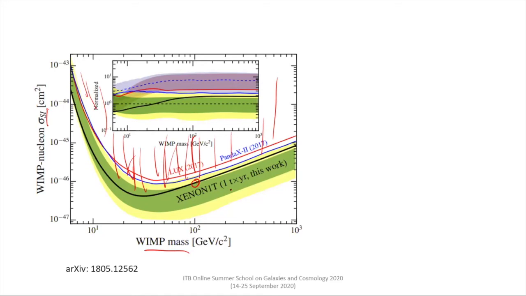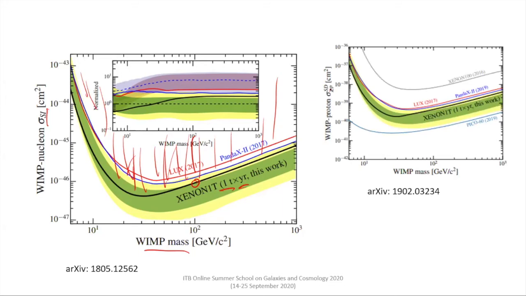They have 1 ton and they take data for about 1 year. That's how crazy they are; it takes a long time. With the same amount of data, this is the bound for the spin dependent cross section. Look at the bottom here, it's like 10 to the minus 46, and the bottom here is like 10 to the minus 40. So the spin dependent bound is much weaker than the spin independent bound. Usually when we talk about colliders, we compare with this plot, so that's why I want to spend some time on direct detection.